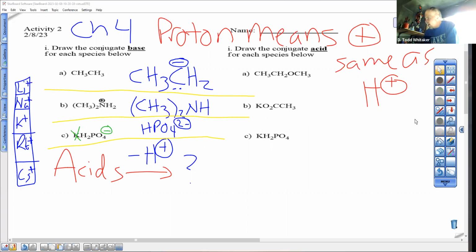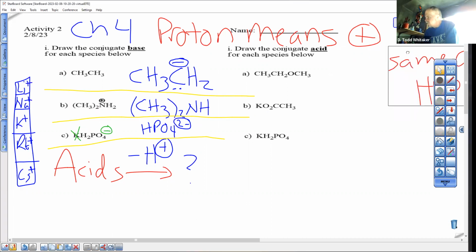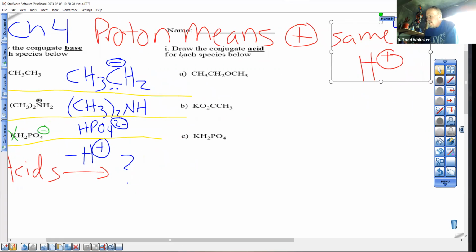Okay, so let's move our comment here over to here. If I need to draw the conjugate acid of the species below, that means these are the bases.